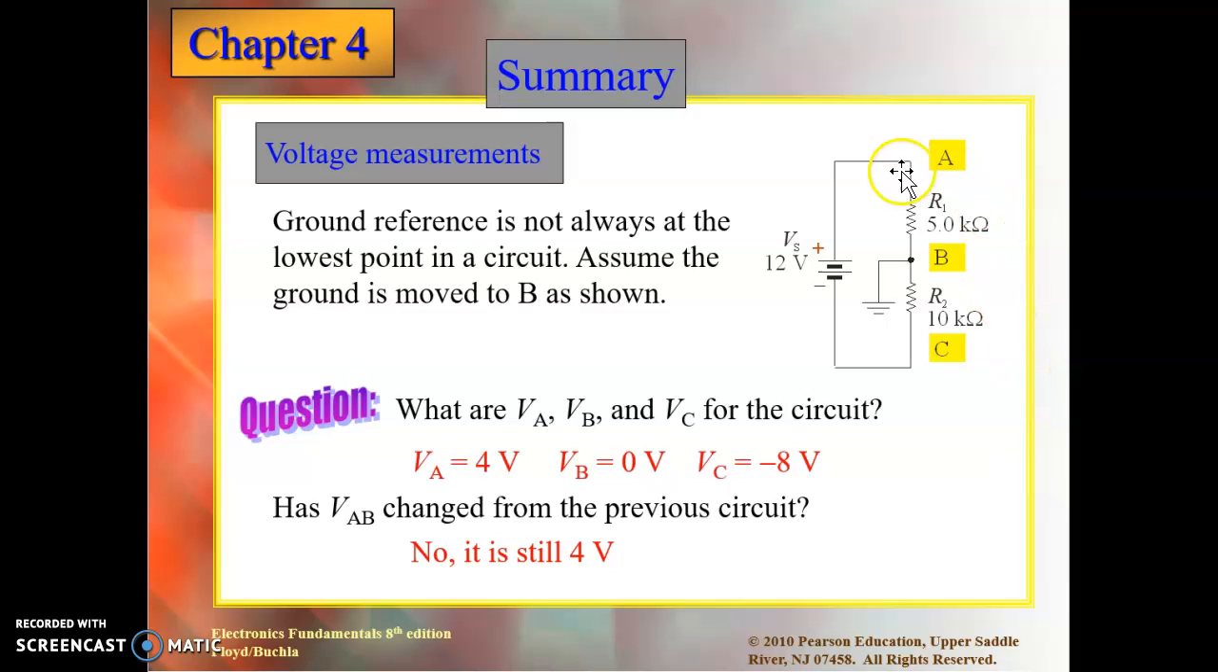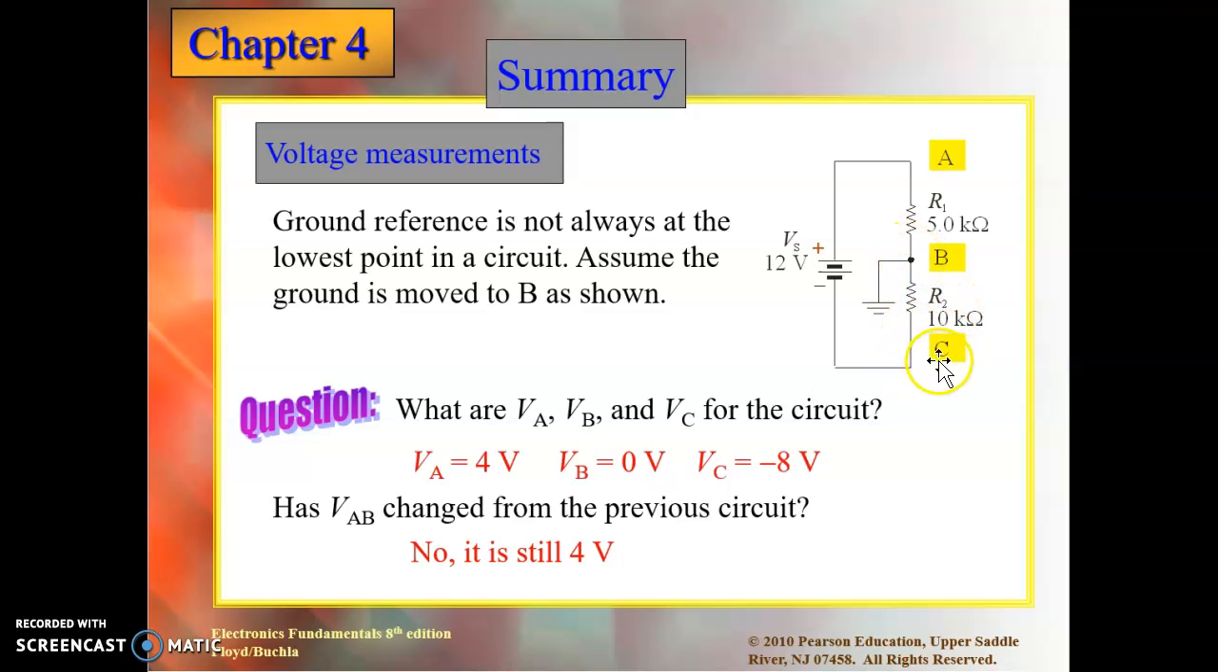Before, VA was 12 volts. Now if we calculate VA, it's actually 4 volts. We go from this point to that point. So that was actually only the voltage across R1, and we calculated earlier that that was 4 volts. So that's why VA is 4 volts. And then VB is just 0 because it's directly connected to the ground. So VB is 0. Now VC.